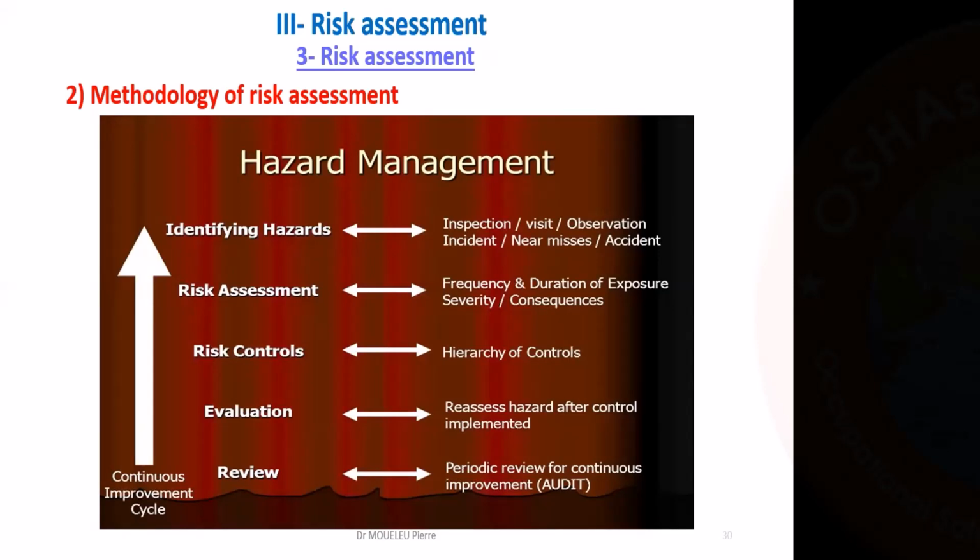And the risk control comes with the hierarchy of controls. So when you are facing a risk, what is the hierarchy of actions that you can have? And then we have the evaluation made of risks and hazards after control is implemented. And the review will be the periodic review for continuous improvement. And this can be done by audits.